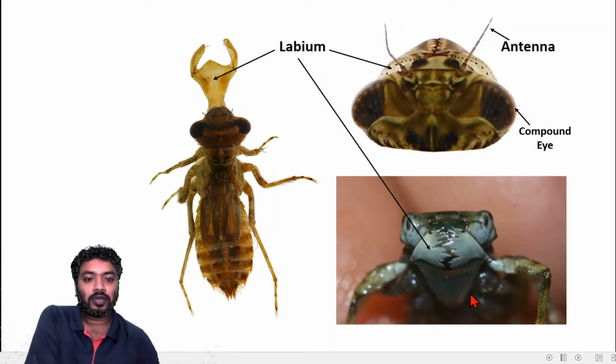Here you can see the labium from the front view. See how the dentation is very prominent here, but here the dentation is not very prominent. These characters are also very important, how the dentations are in the labium, that is also quite a prominent character.